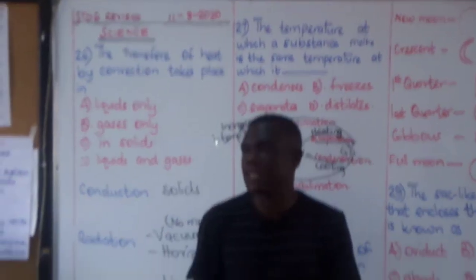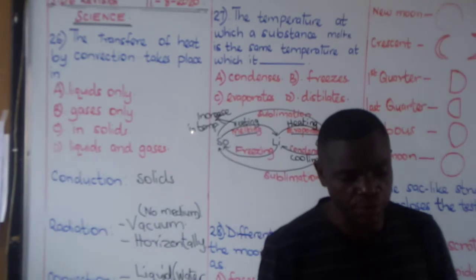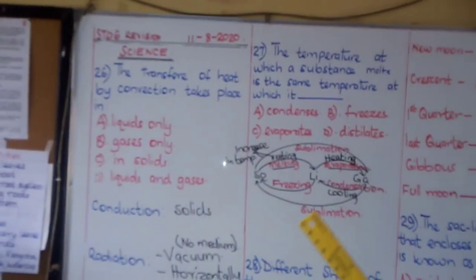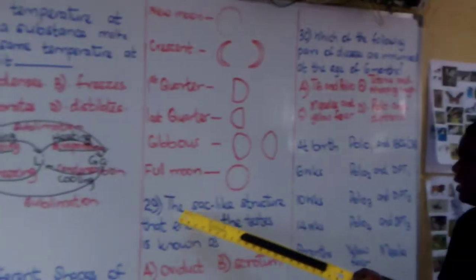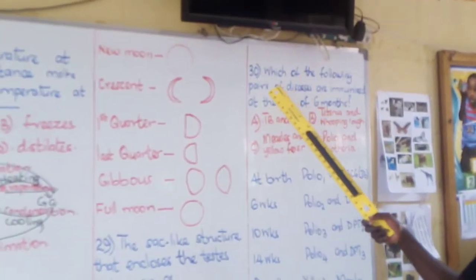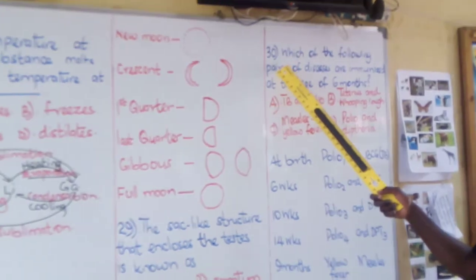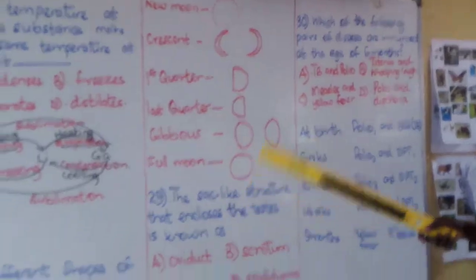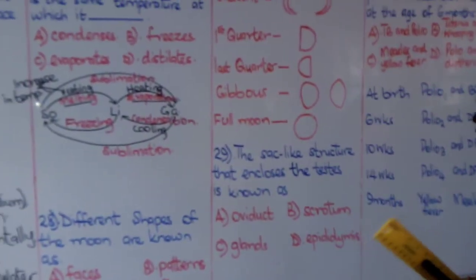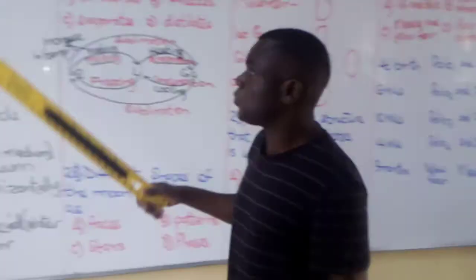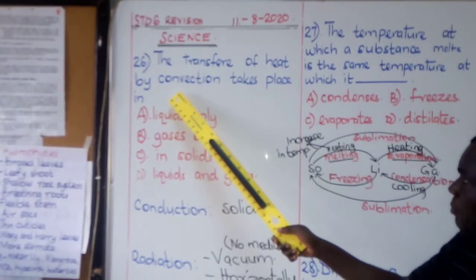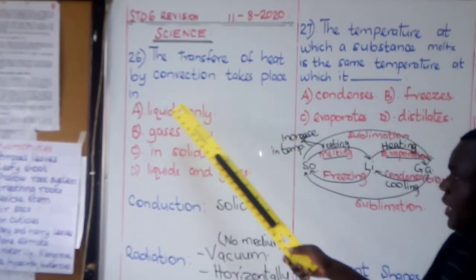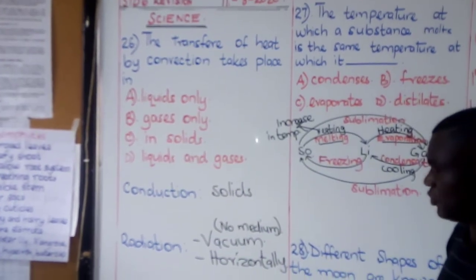Today we are tackling these questions on the board: question 26, question 27, 28, 29, and question 30. If you analyze these questions, you'll find that most of them are coming from class 4 and 5. So question 26 reads, the transfer of heat by convection takes place in dash.